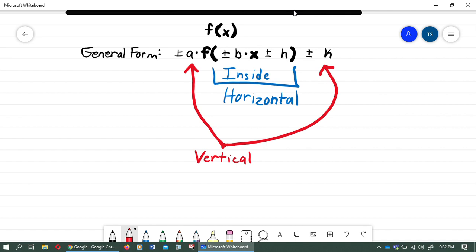Okay, so these ones that are happening outside are vertical types of changes. They could be reflections, dilations, or translations again.